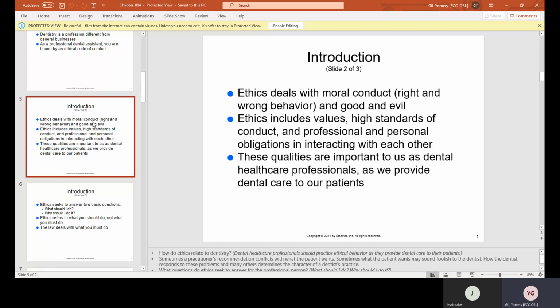Ethics deals with moral conduct and wrong behavior and good and evil. Ethics includes values, high standards of conduct, and professional and personal obligations in interacting with other people. These qualities are important to us as dental healthcare professionals as we provide dental care to our patients.